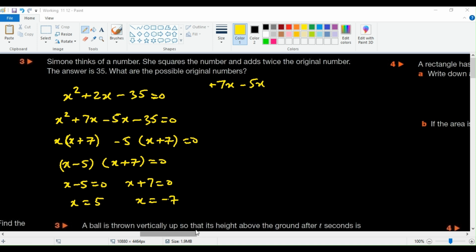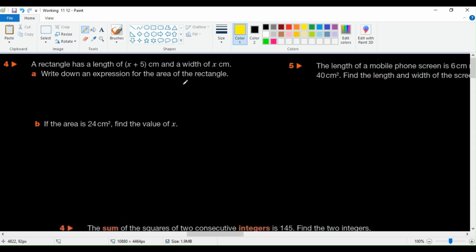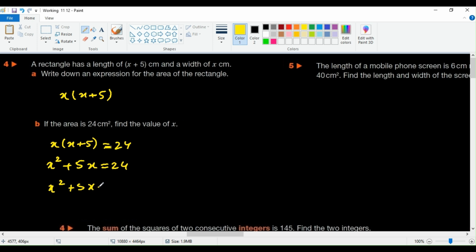Moving on to the next question, it says that a rectangle has a length of x plus 5 and width x. That means write an expression for the area of the rectangle. So multiplying together, it's going to give us an expression for the area. Now in part B, it says that the area is 24. That means x and x plus 5 is equal to 24. So we transform it into the quadratic equation. It gives us x squared plus 5x equals 24, or we can write x squared plus 5x minus 24. This has become a quadratic equation now.